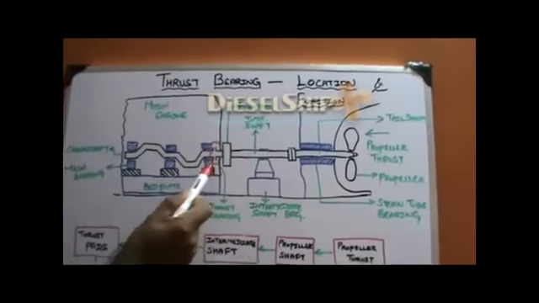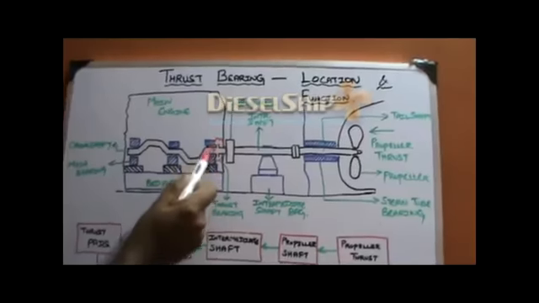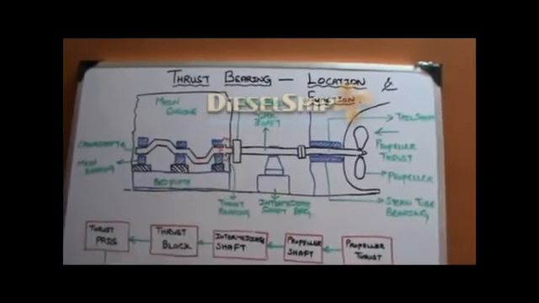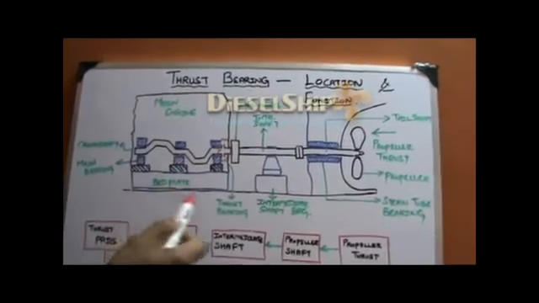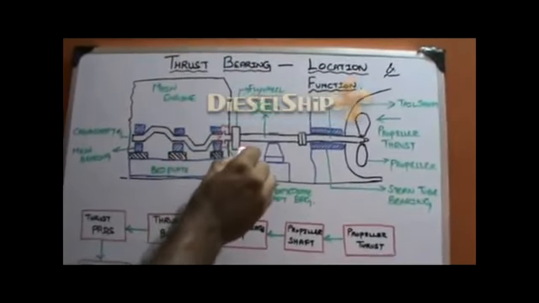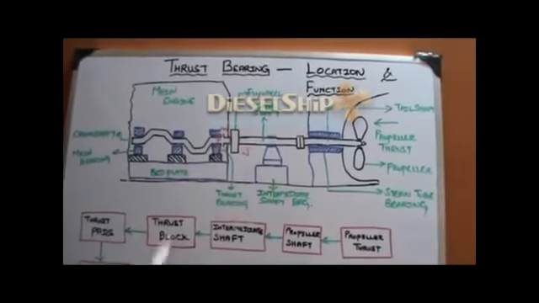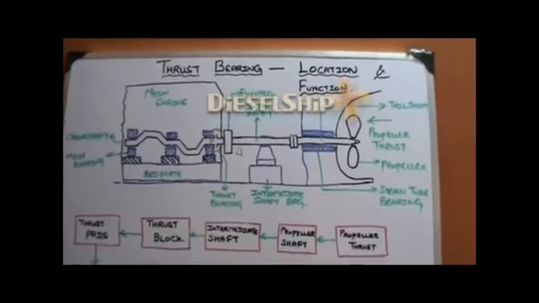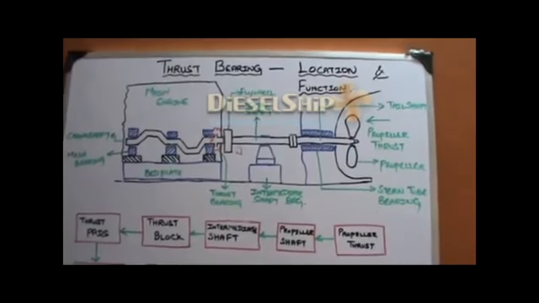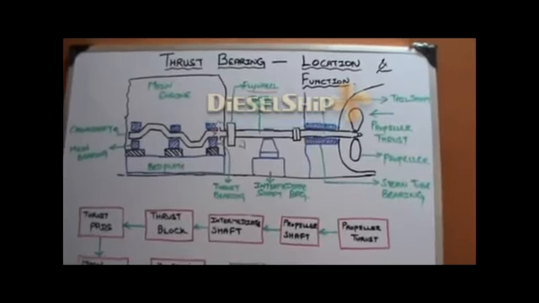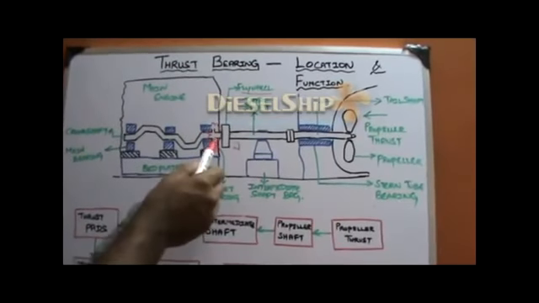The last portion of the main engine has the thrust block. It is an integral part of the main engine. Twenty years before, or maybe 15 years before, you would find the thrust block outside the main engine. The thrust block formed a separate unit to absorb the propeller thrust. But currently the recent trend is to make the thrust block an integral part of the main engine at the aftmost unit.